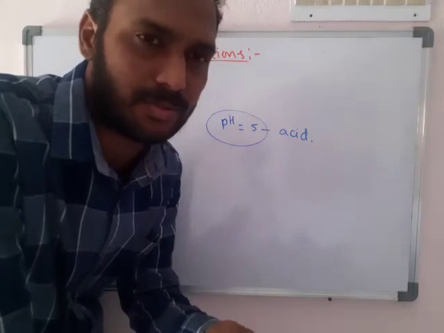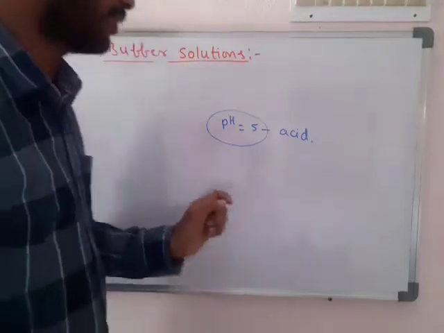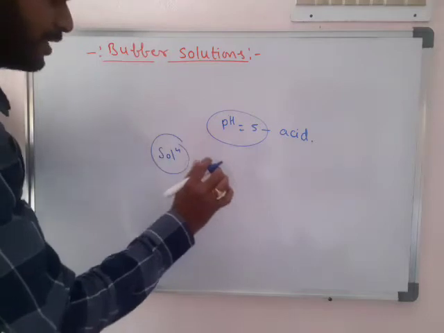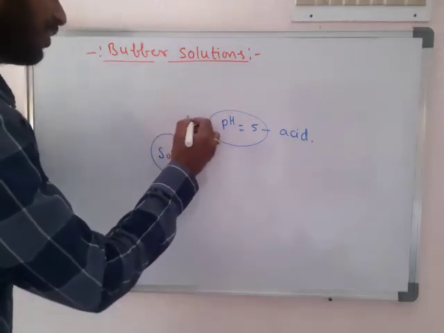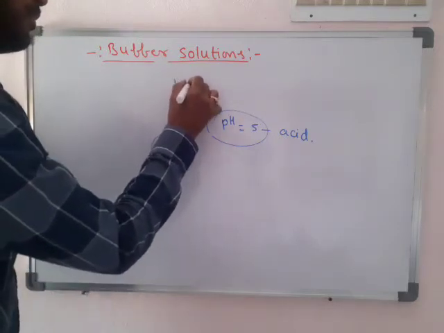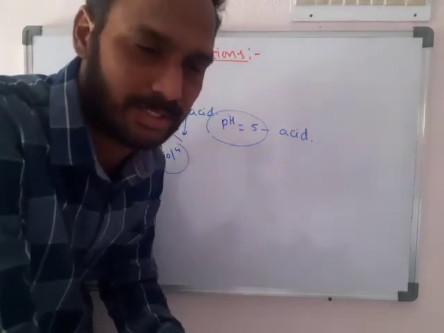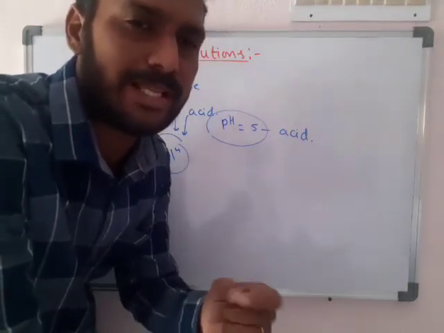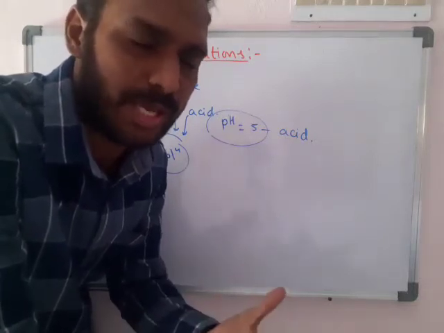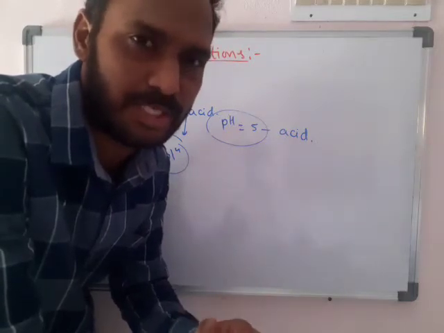Even for a base also, if you add any acid or base, for a solution with any pH value, if you add some amount of strong acid or strong base, there is a change in the acidic nature or basic nature. If you add acid, the acidic nature somewhat increases; if you add base, the basic nature somewhat increases. So when there is a difference in acidic or basic nature, automatically there is also a change in pH value.